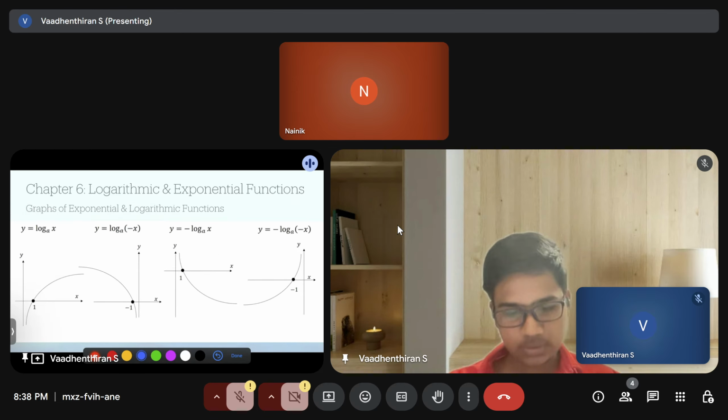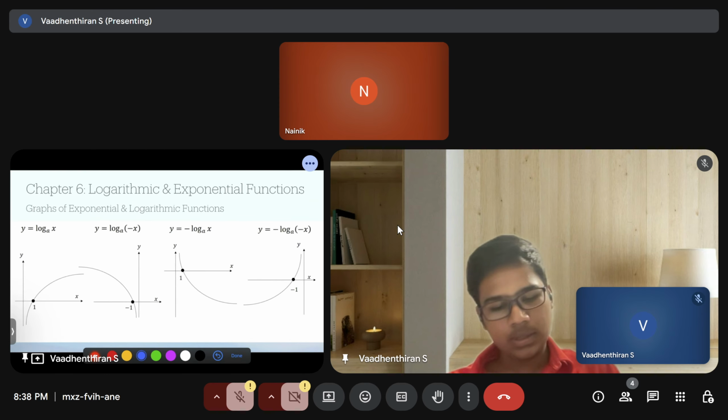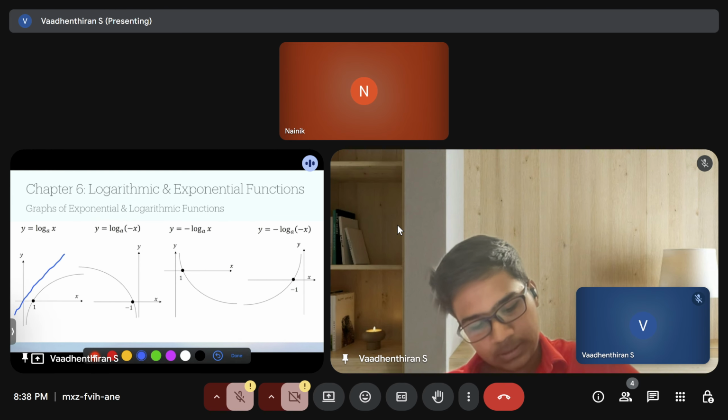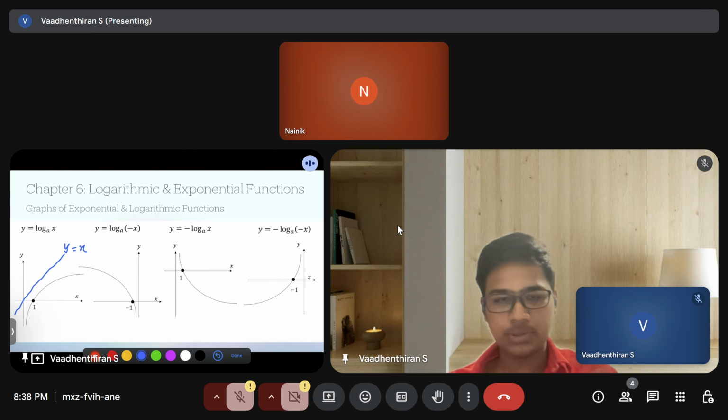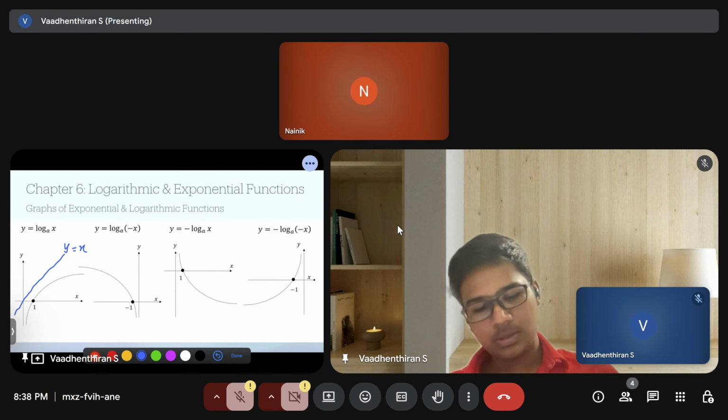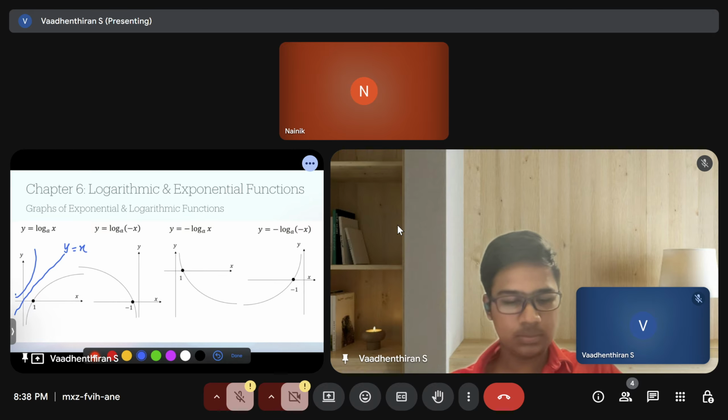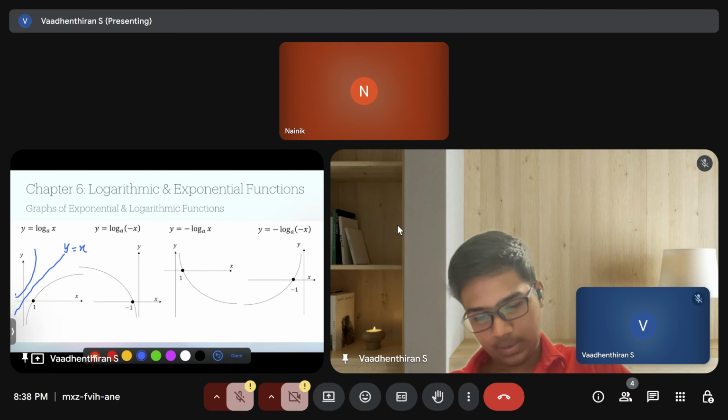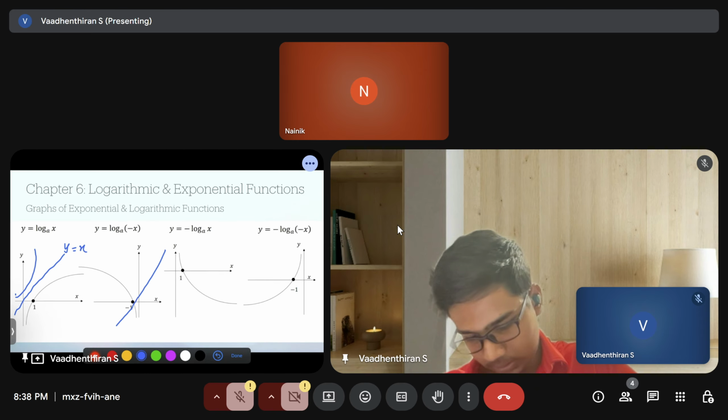Now logarithmic functions. As we saw, logarithms are the inverse of exponents. So you take all the exponent graphs and then reflect them over y equals x. That's what we saw in functions also in chapter 1. Any inverse function, you need to reflect over y equals x. So log a x is basically inverting this exponent to the other side. This is y equals x.